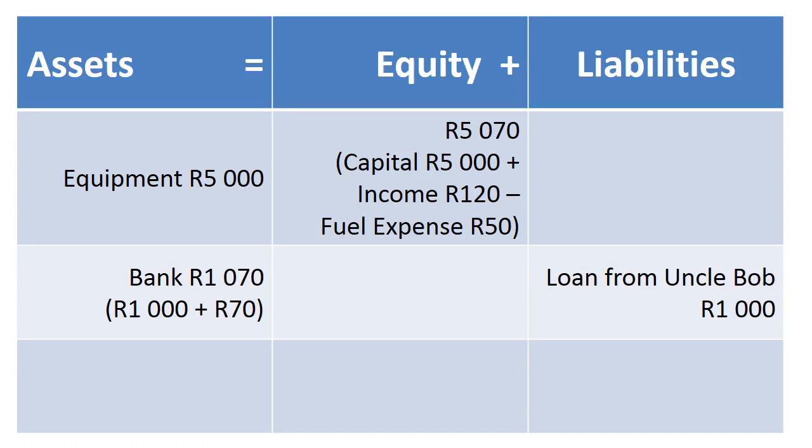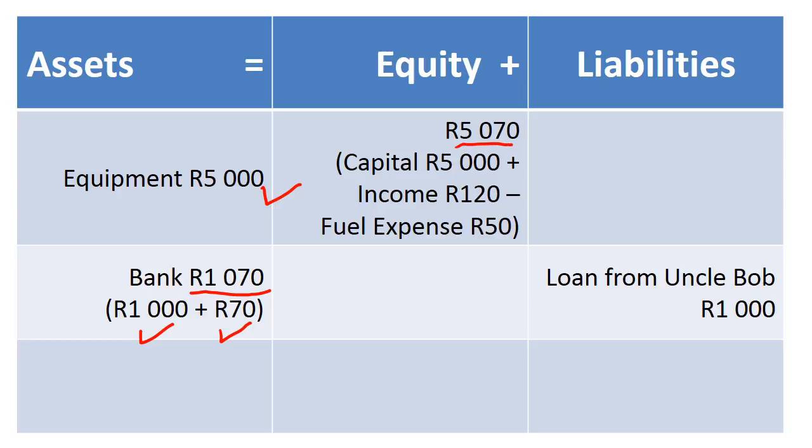If we put all of the transactions together, we now have the following. Nandi's first asset is equipment of 5,000 Rand. Her second asset is the money in the bank. She started with 1,000 Rand from Uncle Bob, and then her balance went up by 70 Rand, the 120 Rand from the customer, minus the 50 Rand for fuel. So the remaining bank balance is now 1,070 Rand.